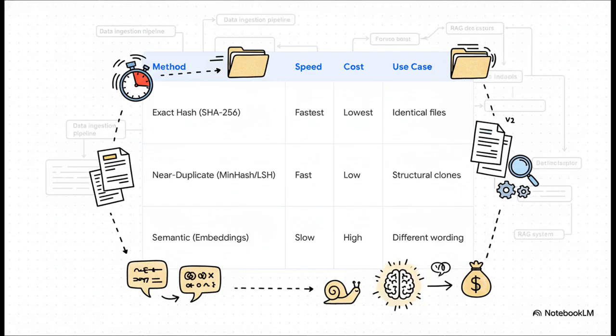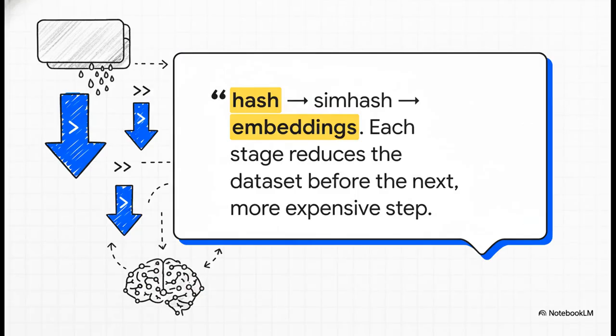And finally, you've got semantic search with embeddings. Yep, it's slow and it's costly, but it is the only way to find documents with different wording but the exact same meaning. This is our core strategy. This hierarchy, hash, then simhash, then embeddings, this is probably the most important takeaway here.